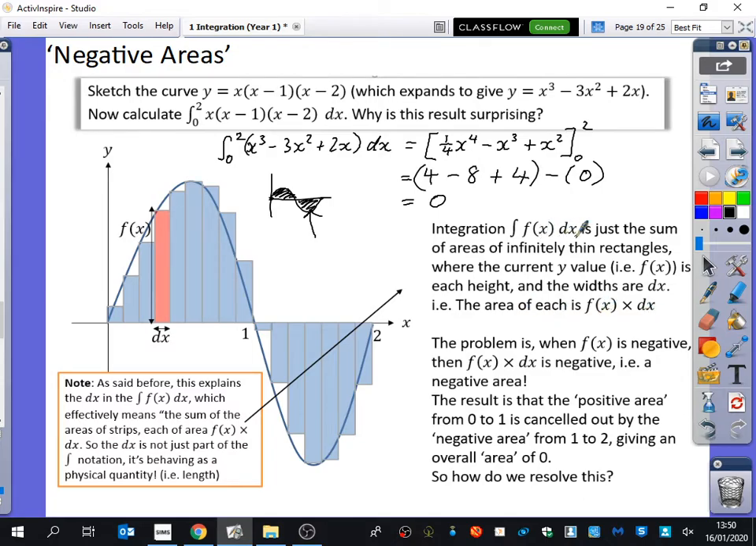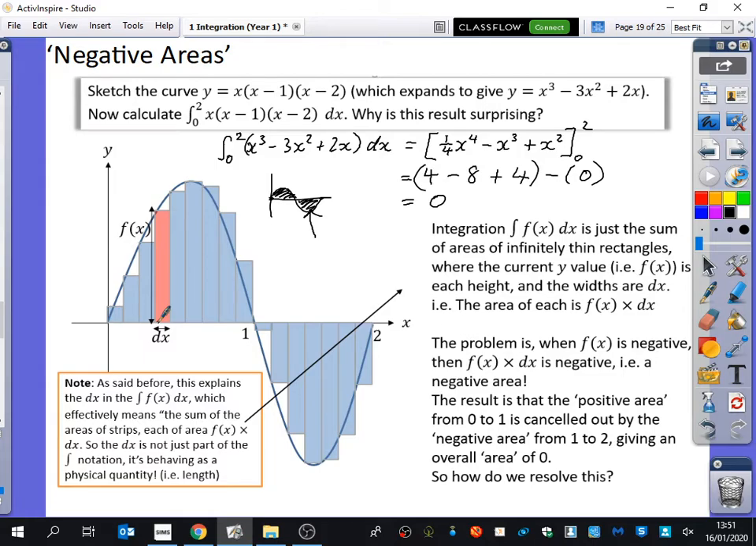That's what we talked about at the end of each lesson, and that S symbol at the beginning actually means the sum of all of those rectangles added together. So just this was the note around this. When we said this explains the dx in the f of x dx, which effectively means the sum of the areas of strips, each of area f of x times dx. So the dx is not just part of the notation, it's actually behaving as a physical quantity, i.e. the length of the rectangle. I'm just wanting to reinforce some of those ideas we spoke about last lesson.